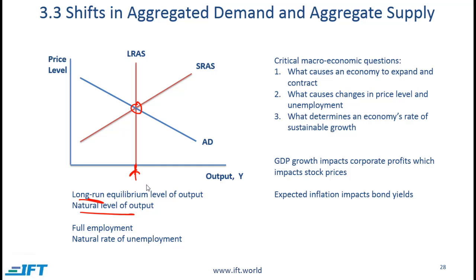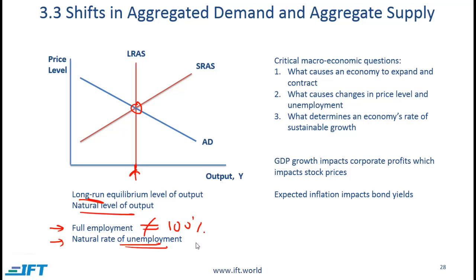Output, as you will see shortly, is closely related to employment. When we are at the natural level of output, we say that we are at full employment. And another term that is used is the natural rate of unemployment. The point to remember here is that full employment does not mean 100% employment. This means that we have some natural level of unemployment.